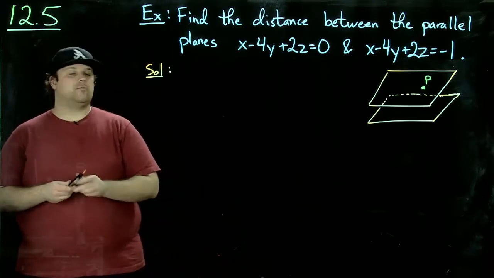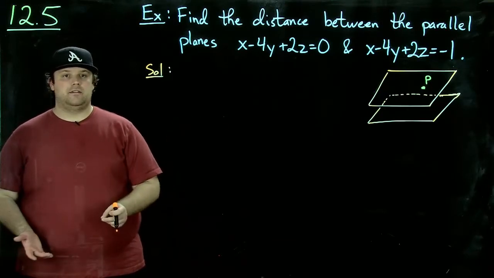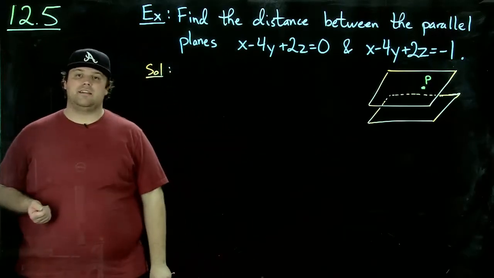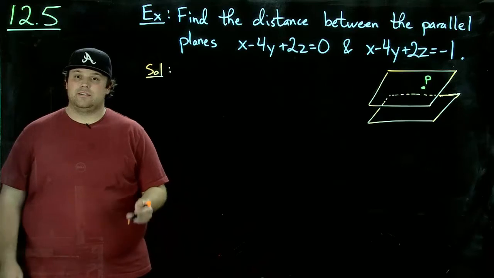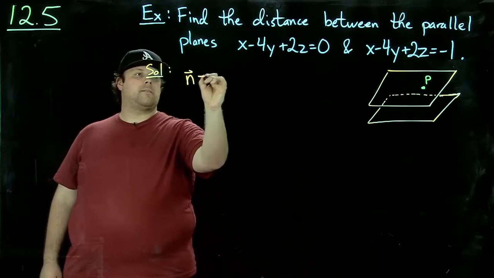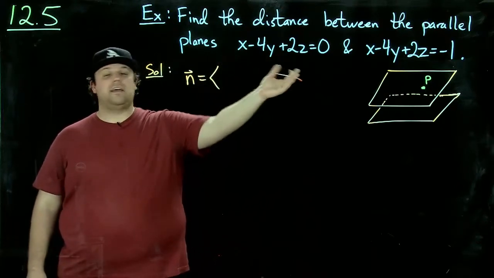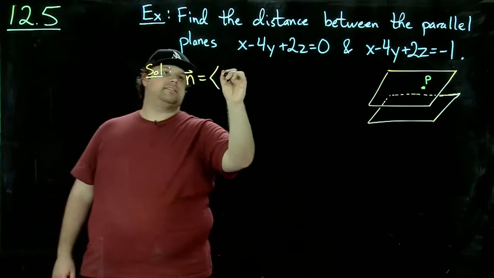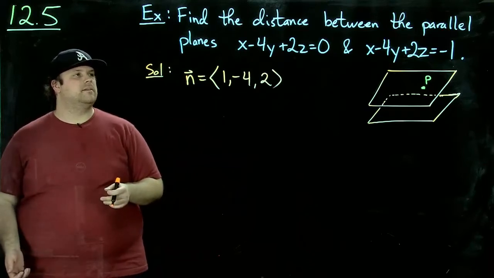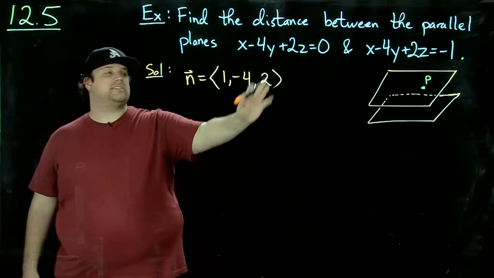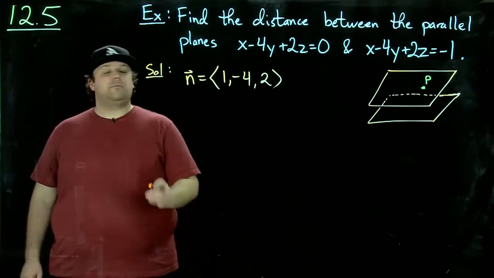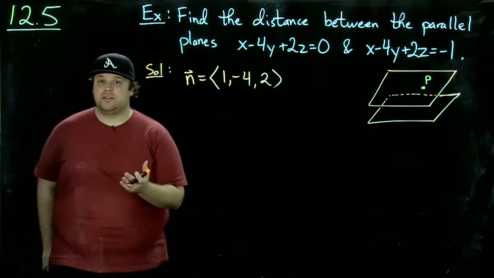So what do we need then? We need a point on the bottom plane as well, and then we need the normal vector. Well, the normal vector is really easy to get. The normal vector is just the coefficients of either one of these planes, and since they're the same, it's just 1, -4, 2. It doesn't matter which one we read it off of in this case. Okay, now we need to find a point on each of the two planes.